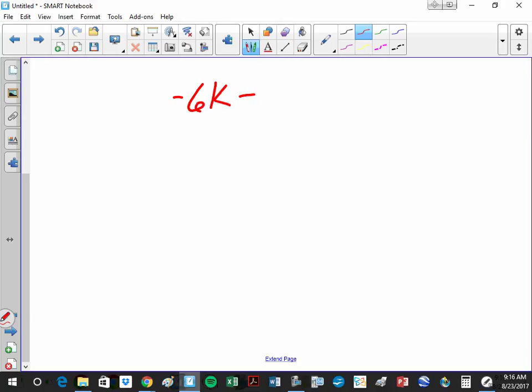Negative 6k plus 7k. Are those like terms? Yes, why? They're both k to the 1st, right? So if you look there, there's a 1 there and there's a 1 there. This variable matches that variable. The 6 and the 7 don't match, and that's okay. But the k's match. So what is negative 6k plus 7k? Would be negative 1k or just negative k.